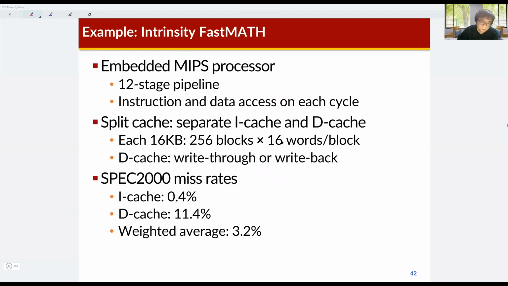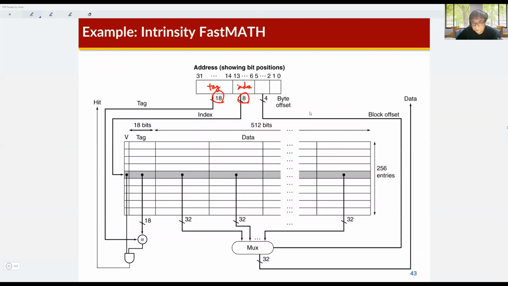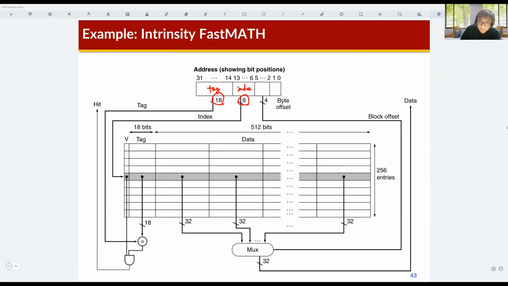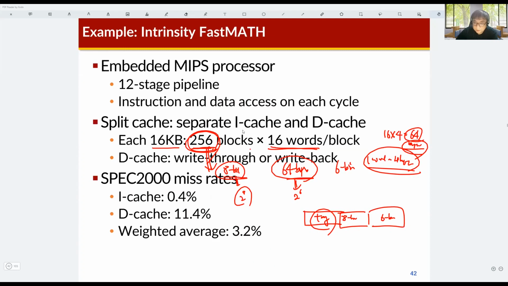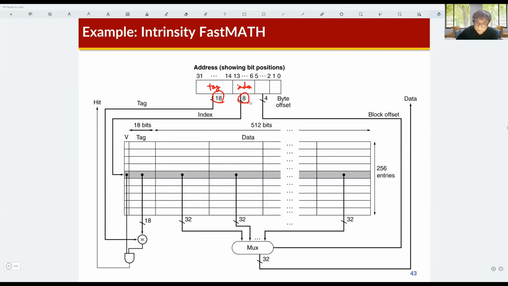This part is the block offset. In this example, we assume that the block is composed of 16 words. So this is the byte offset for one word, and this is the block offset. This is 4 bits, this is 2 bits, and the rest is the tag.